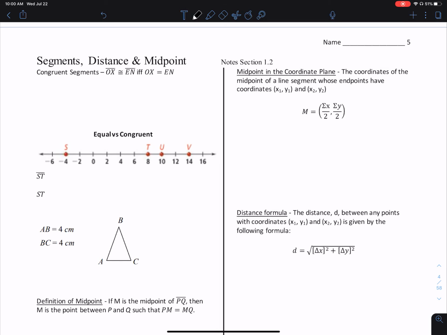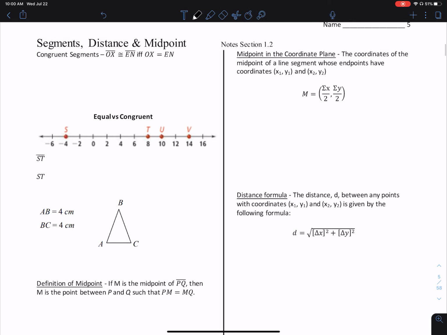All right, we got some geometry action here. Section 1.2, segments, distance, and midpoint. There is less information to cover in this section than the previous, but there are more examples.